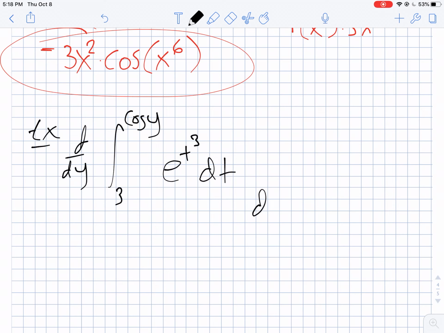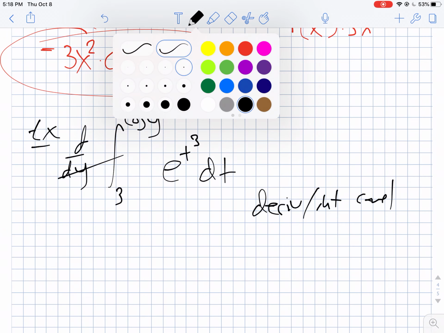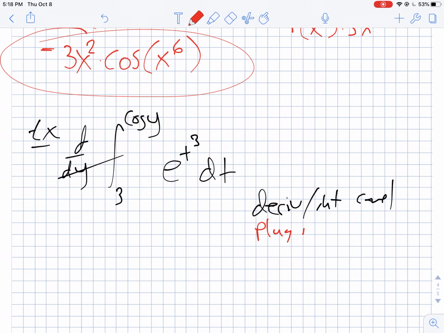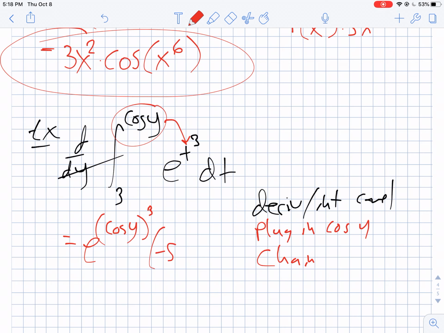Okay, so the derivative and the integral cancel. That's good. Derivative and integral are opposite. And then we're going to plug in the cosine y, and then we'll do the chain rule. So cosine y gets plugged in there. So it's going to be e to the cosine of y cubed, and then we multiply by the derivative of cosine y, which is negative sine y. Okay, and there's our answer. So we got negative sine y times e to the cosine of y cubed. Okay, so that's how this works.